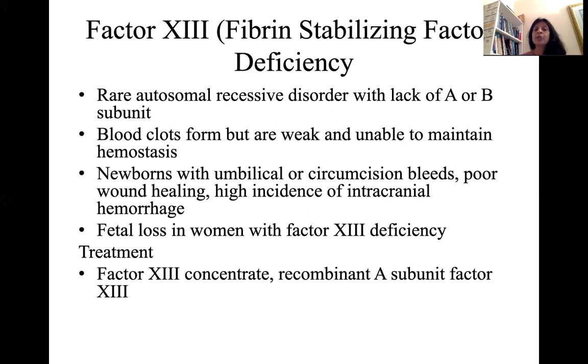Okay, newborns with umbilical bleeding, circumcision bleeding, poor wound healing, and a high incidence of intracranial hemorrhage. So those are indications of factor 13 deficiency. Fetal loss in women with factor 13 deficiency is 100%. Okay. So treatment is factor 13 concentrate, or even more specifically, recombinant A subunit factor 13.